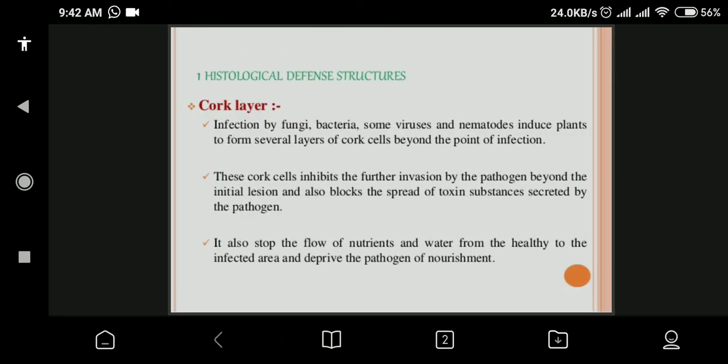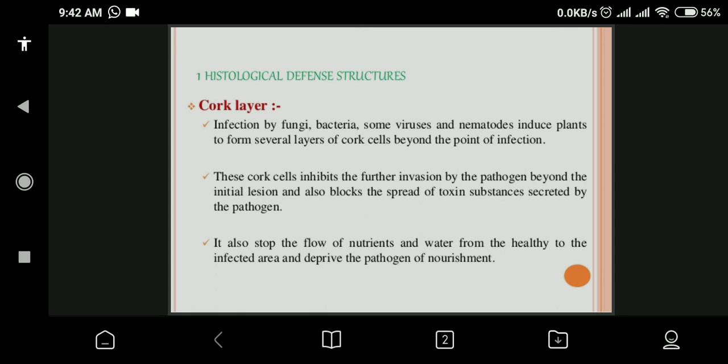Histological defense structures: cork layers. Infection by fungi, bacteria, some viruses and nematodes induces plants to form several layers of cork cells beyond the point of infection.